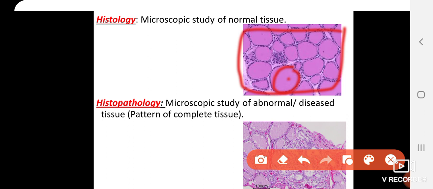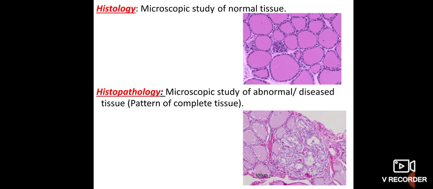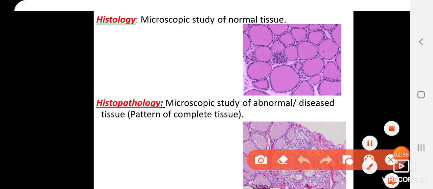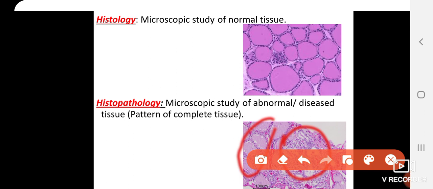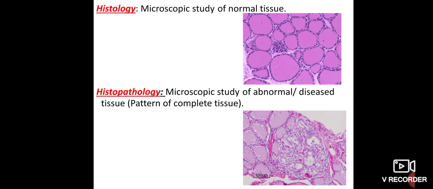Now what is histopathology? Histopathology is microscopic study of abnormal or a diseased tissue. When you see this picture which is down, you can see there is some amount of normal thyroid follicles over here, but this complete area is abnormal. It is not very similar to the one which we have seen in the above figure. So this is an abnormality, which in this case was papillary carcinoma thyroid. So histopathology is microscopic study of abnormal or a diseased tissue.